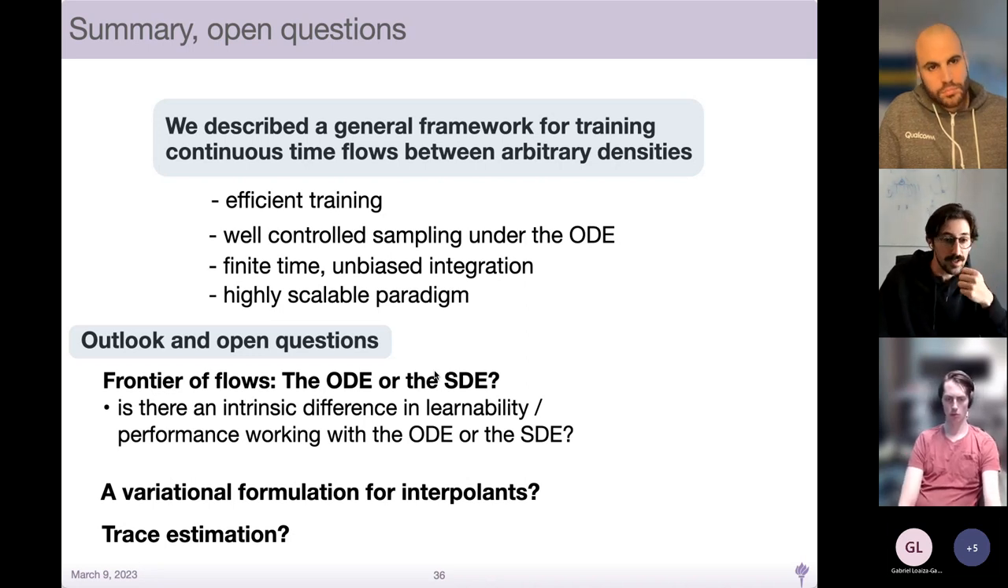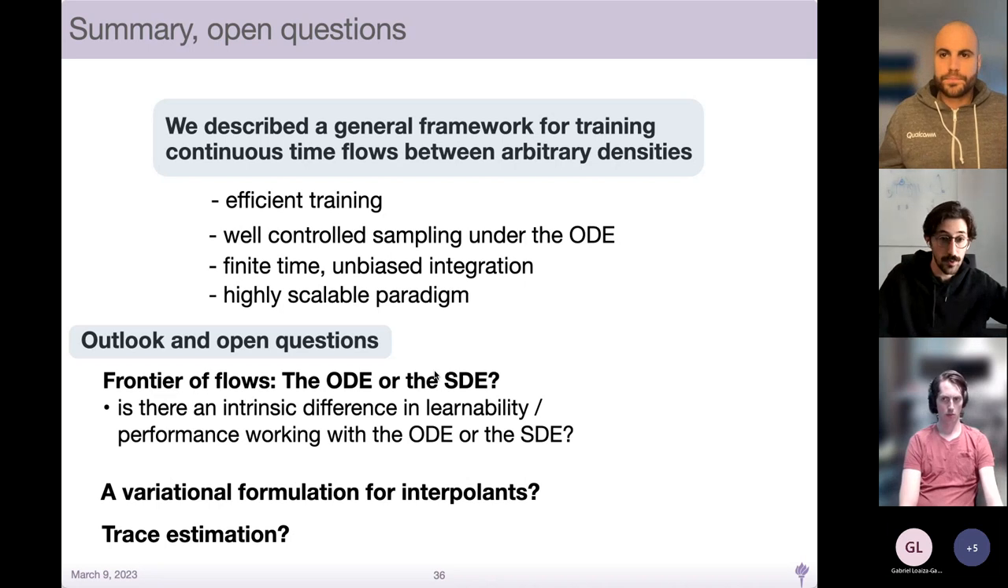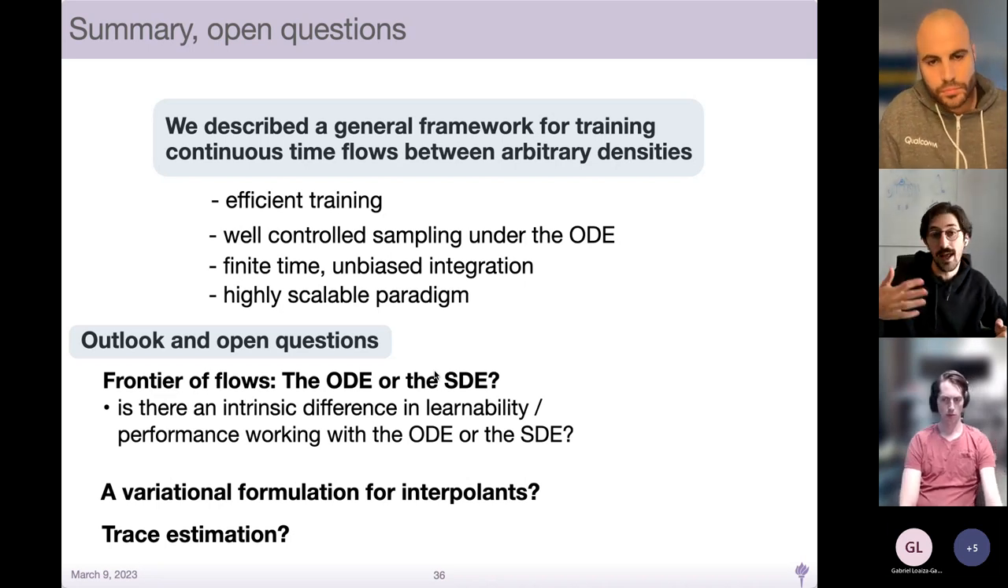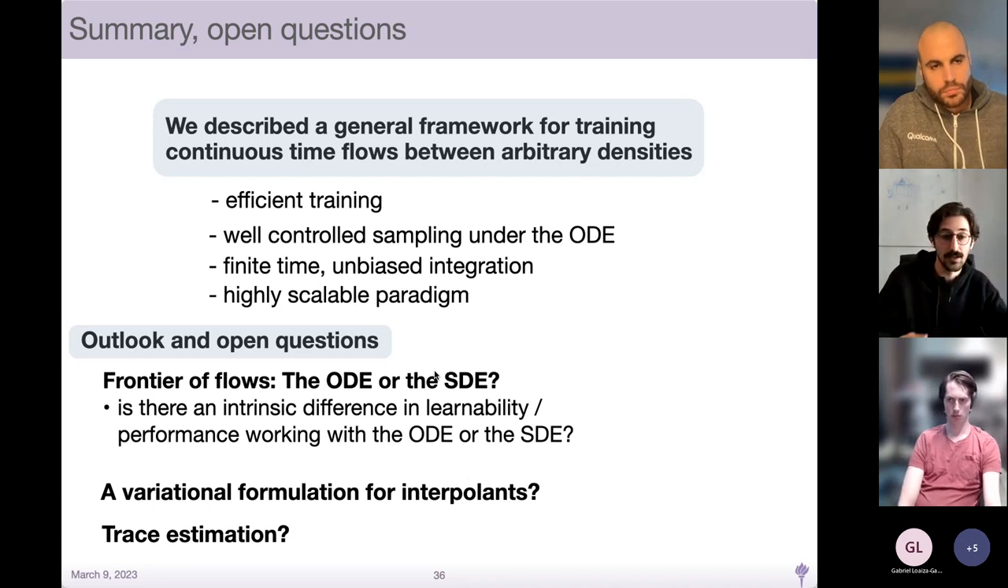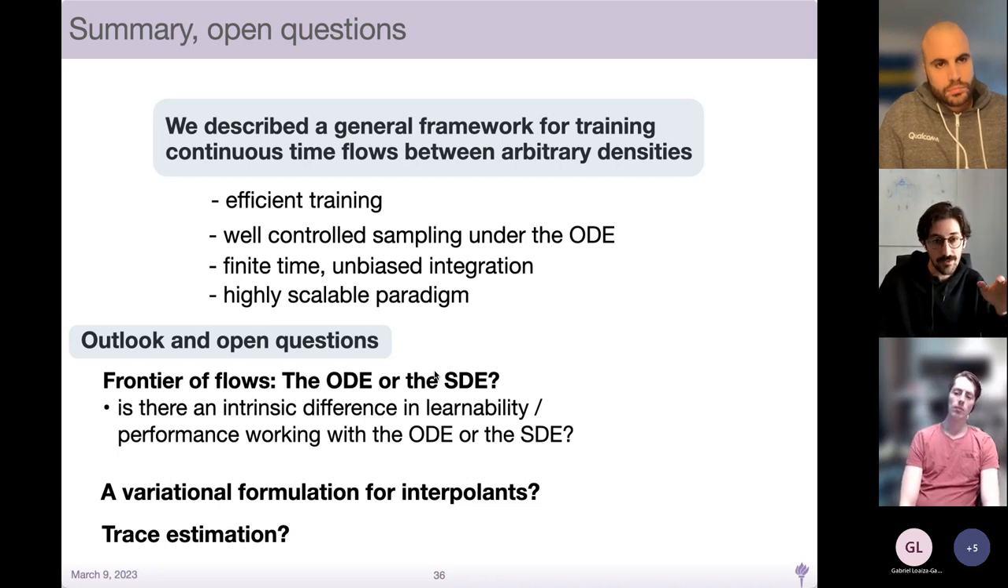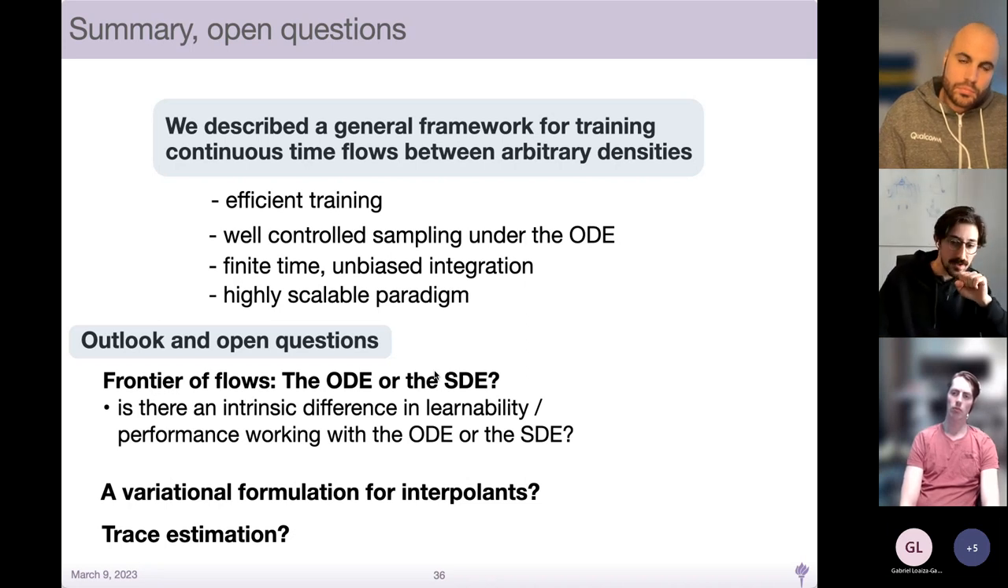It's not really clear if there's an intrinsic benefit yet to working with an ordinary differential equation, i.e. deterministic transport between densities, or a stochastic differential equation, i.e. one that has some sort of stochastic part to the transport. Is there an intrinsic difference in learnability? How do we actually benchmark the trade-offs between how fast we can sample from each of these types of models? And moreover, I would like to ask if there's a variational formulation of this interpolant picture.